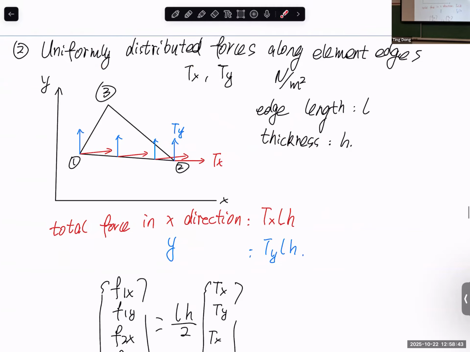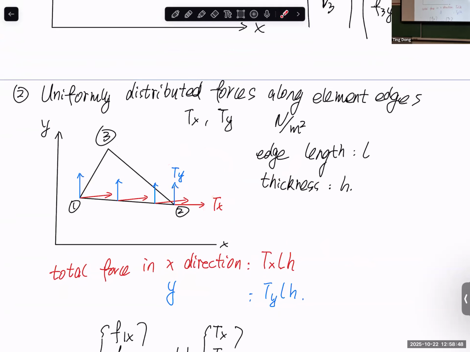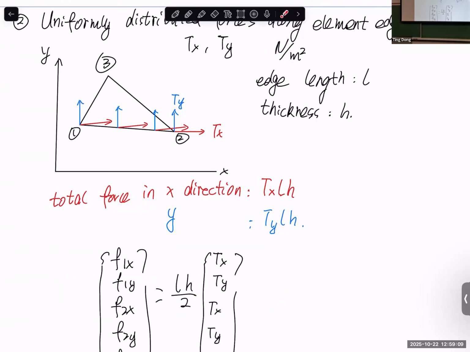over the edge? Then again, I can resolve it into the x component and y component. This distributed force over the edge is the force applied on the edge area. There's a thickness here, there's a length in this dimension, so there's a small area. This is the force applied on this small area, so it becomes force per unit area. We assume the edge length is L and the thickness is H. Mathematically, we need to integrate the shape function times P as a function of x, y along the edge. This is the same as in the beam element.